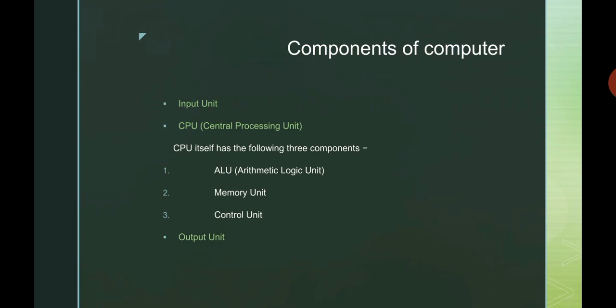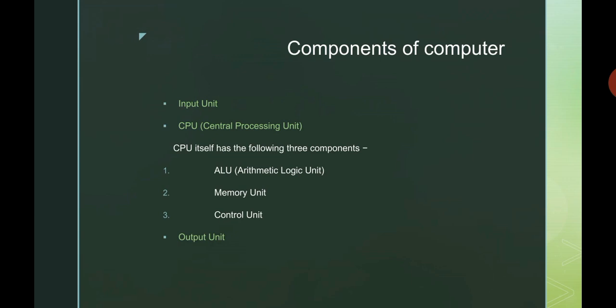As we all use computers and devices like computers to calculate, store and retrieve data, all these processes happen because of the main three parts of computer. These three parts are known as components of computer. The very first part is input unit, second is CPU, central processing unit, and third is output unit.